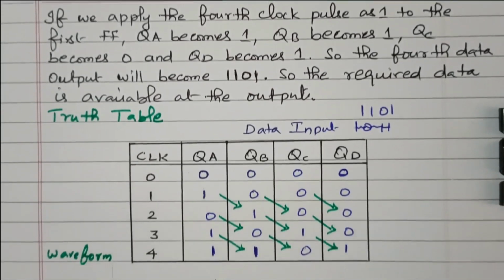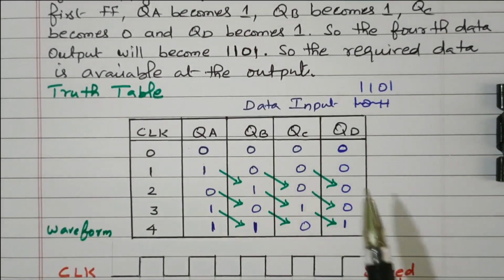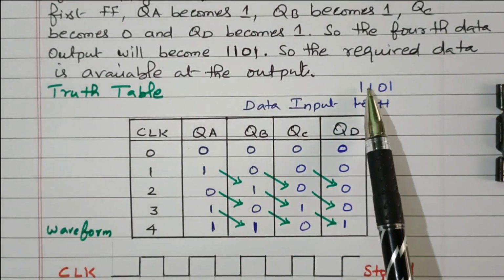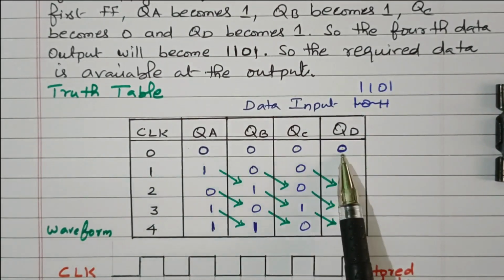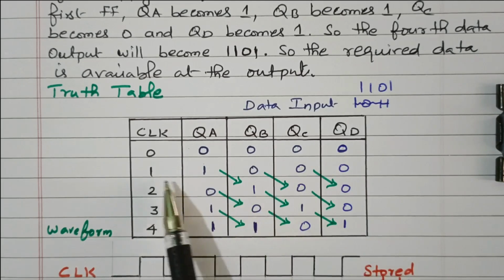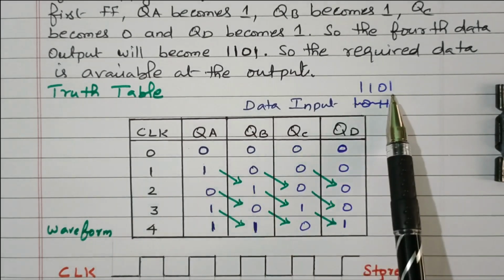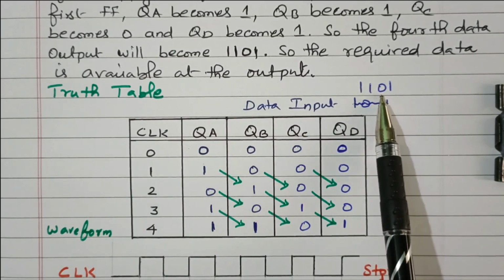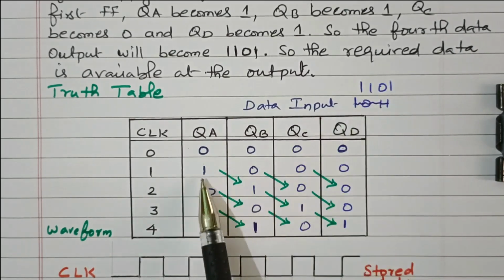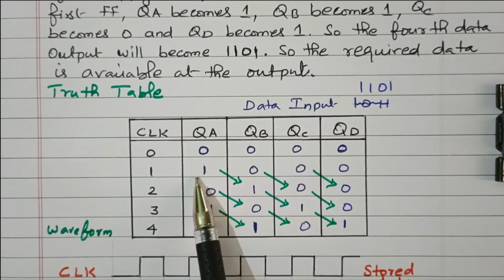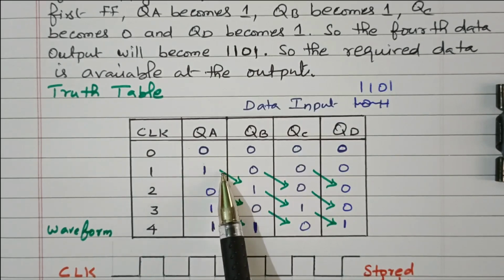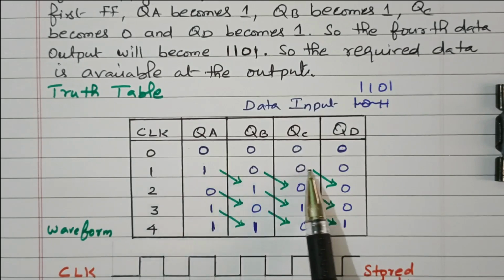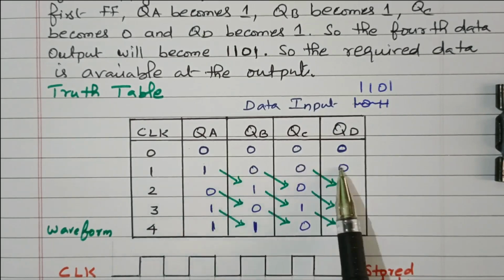Now we'll see the truth table. The data we need to store is 1101. Initially all the outputs are 0. In the first clock pulse we are applying 1. Starting from the LSB, we need to apply 1, 0, 1, 1. So the first 1 is applied, and QA becomes 1. The remaining data are 0.